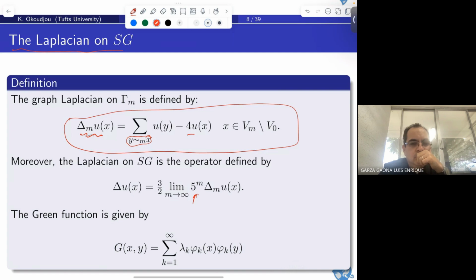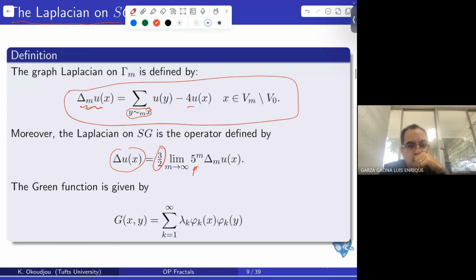I'm just going to focus on the fact that if you take this weighted limit, except for this constant that you can sort of remove, it's not very important. The limit of this is going to define an operator on the entire gasket, and that operator is what we're going to call our Laplacian on the Sierpinski gasket.